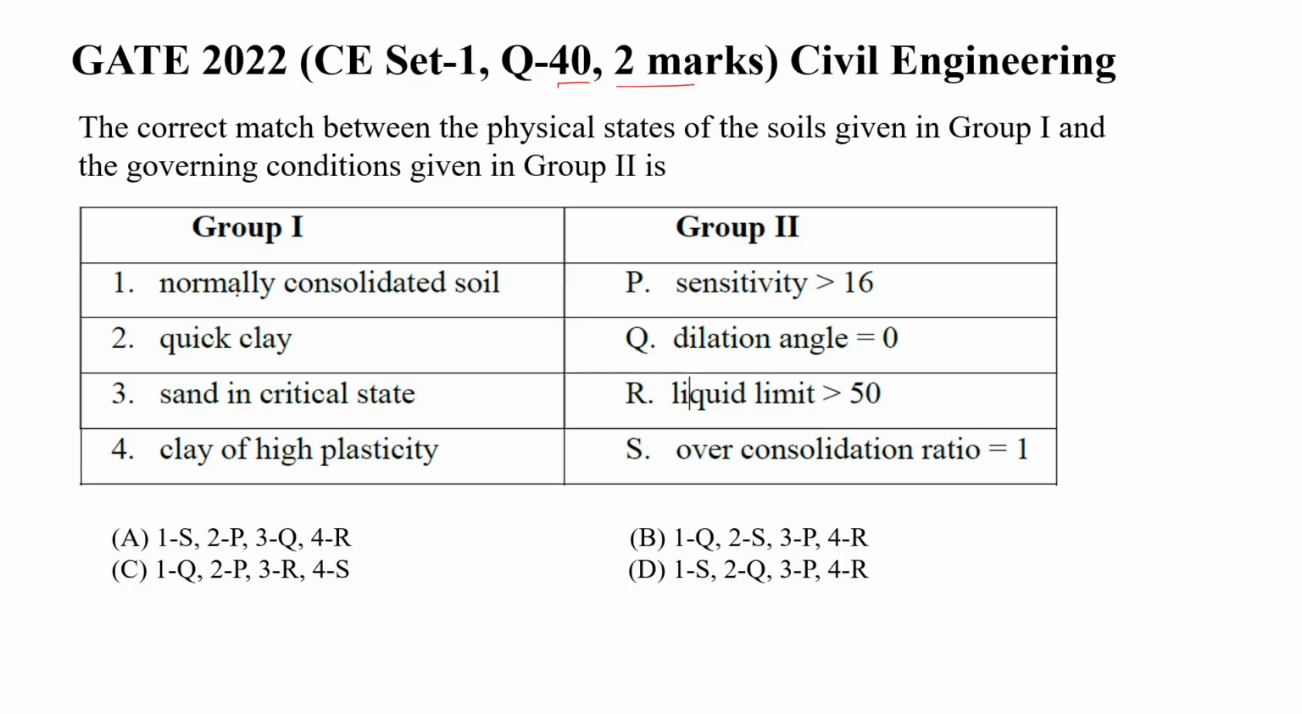So we'll read out all the group 1 options: normally consolidated soil, quick clay, sand in critical state, clay of high plasticity. Now what are the group 2 items? Sensitivity greater than 16 is generally related to clays, dilation angle is 0 generally related to sands. I'm just giving overall information about these words. Liquid limit can be for any soils. Over consolidation ratio can also be for any kind of soils.